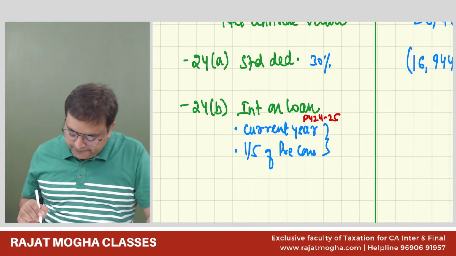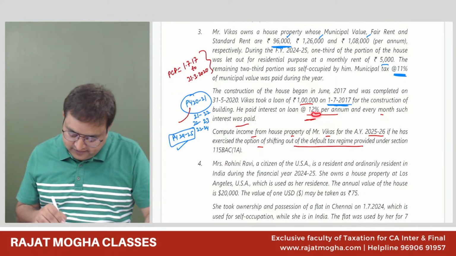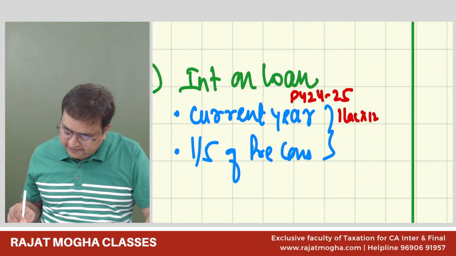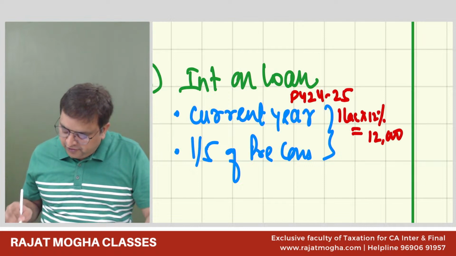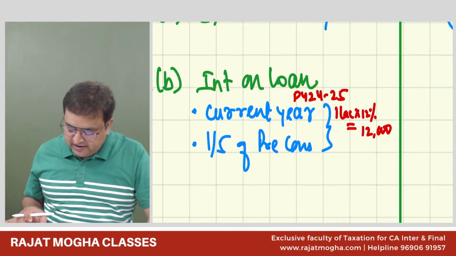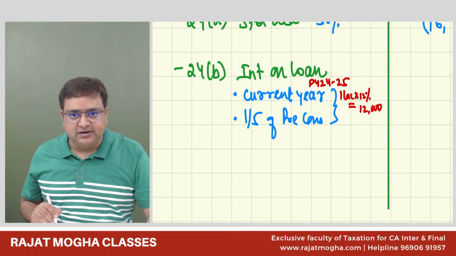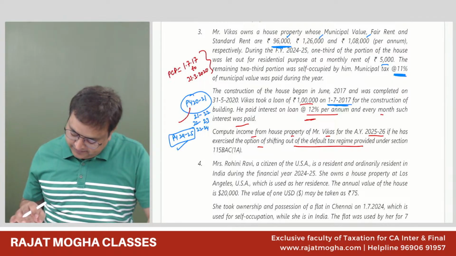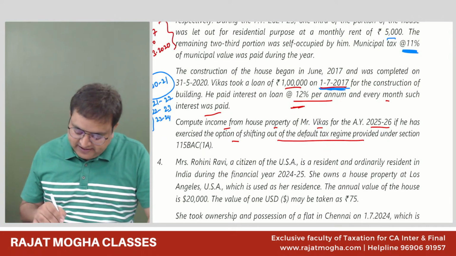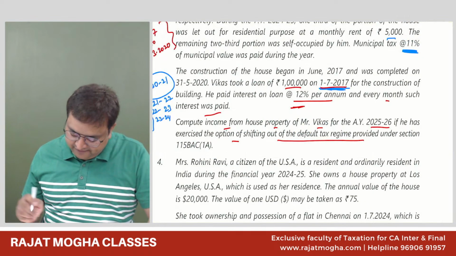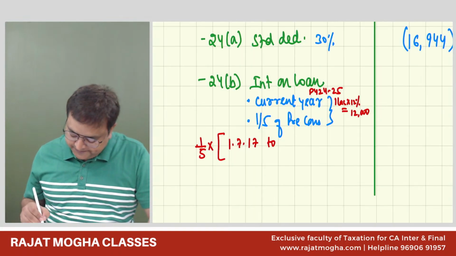So 1 lakh into the rate of interest, 12%, is 12,000 rupees. If you want, you can show this as a working note also. So 12,000 is the current year interest. Now 1/5 of the pre-construction interest. The pre-construction period begins on the date of the loan, 1/7/17, till 31st March 2020.